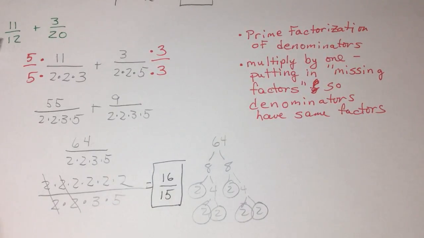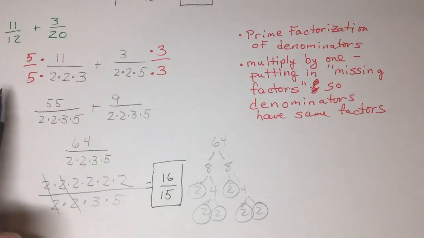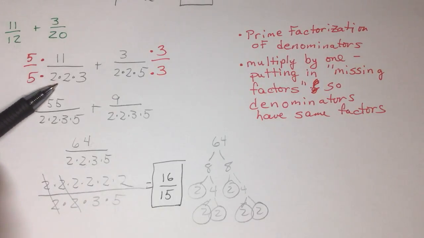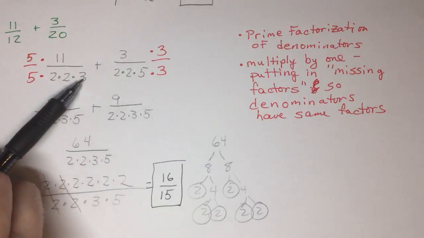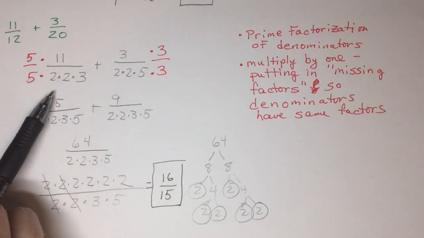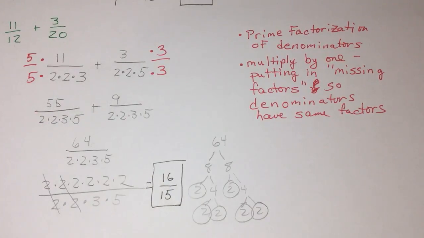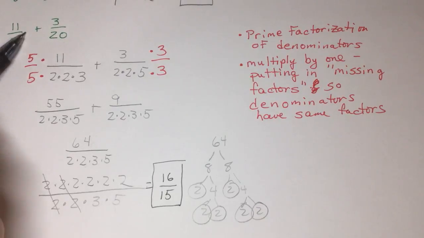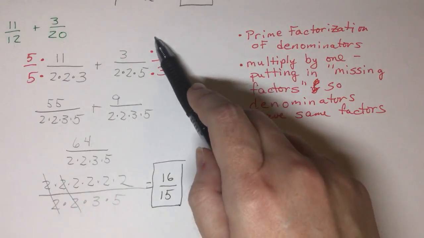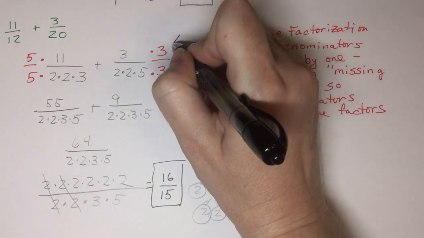So 11 twentieths plus 3 twentieths is 16 fifteenths. And again, the work we did within there, we wanted to have the same denominator, so we had like terms. We factored both denominators. We put in missing factors so that we could have the same denominator. We could have apples and apples. I can't change that number, so I can only multiply by 1. So be very careful that you do the same thing to the numerator as you do to the denominator.